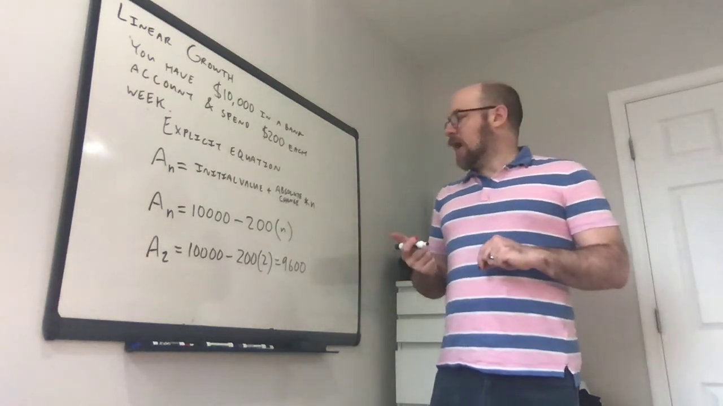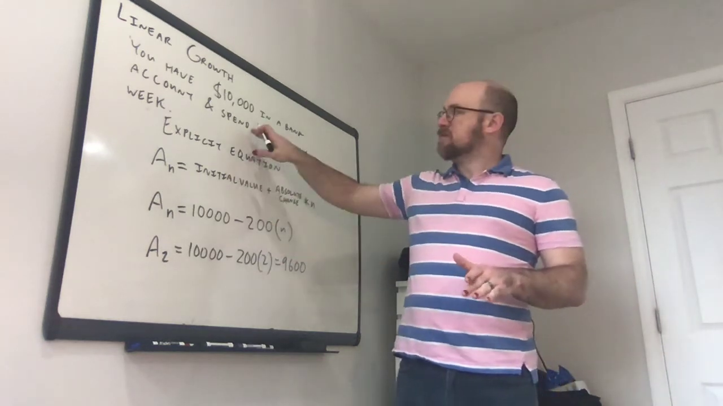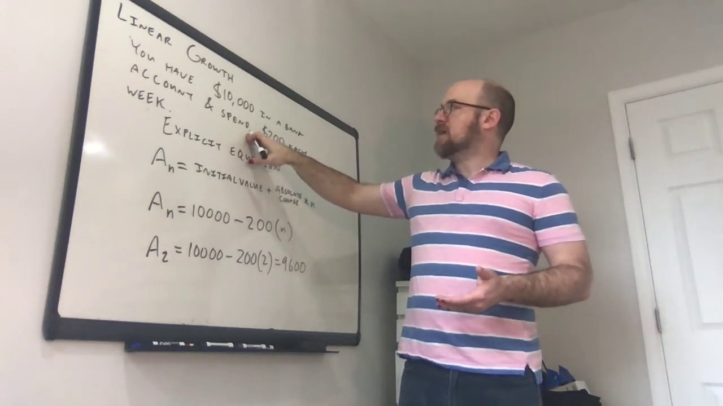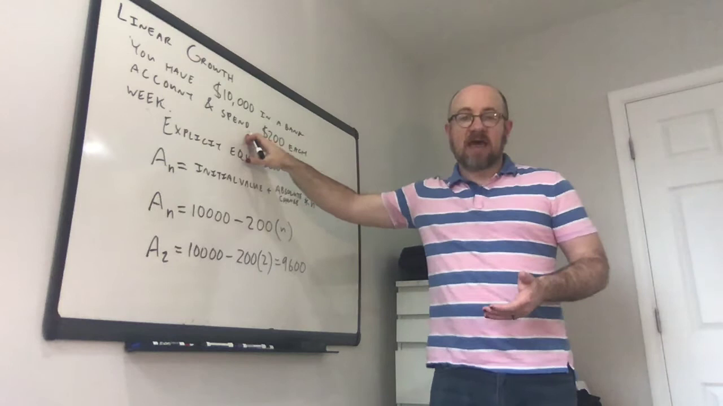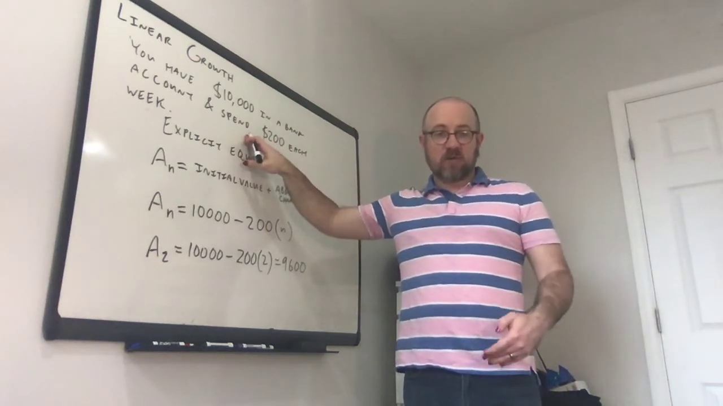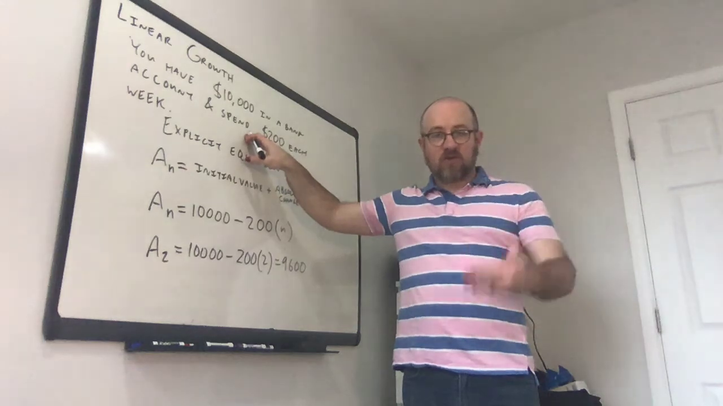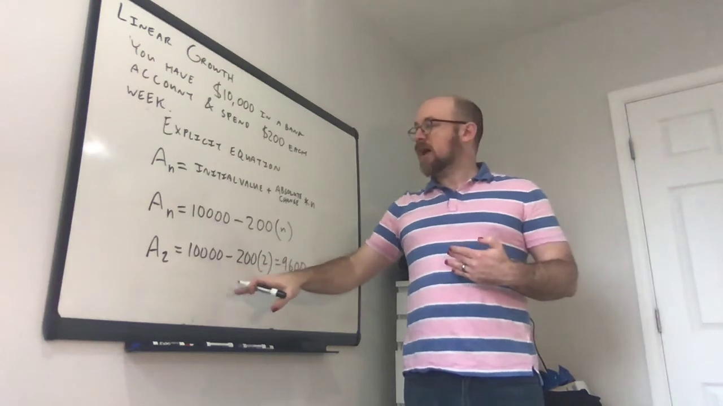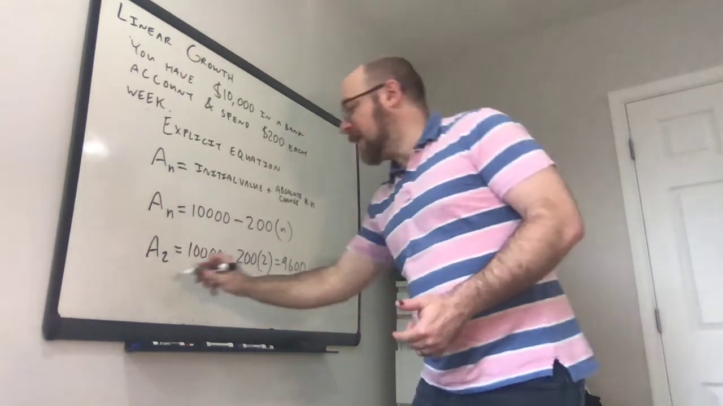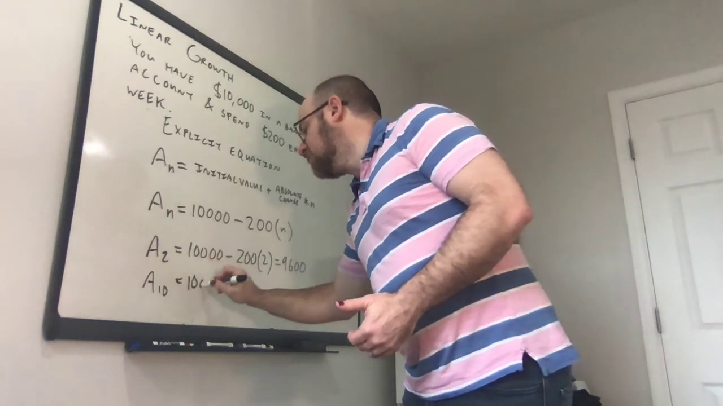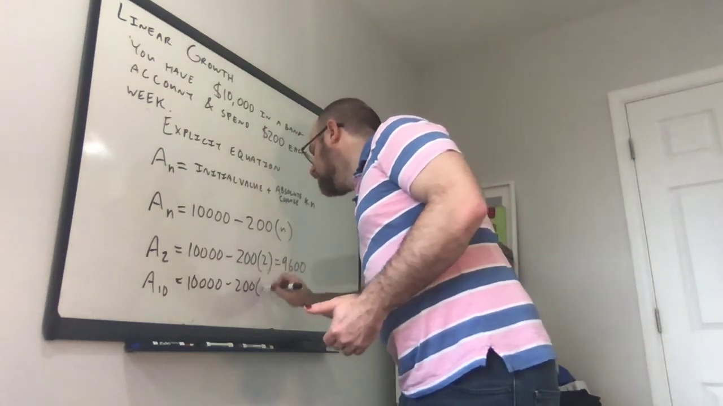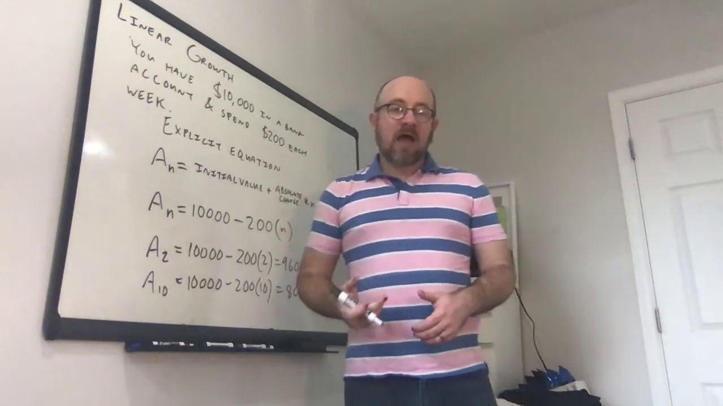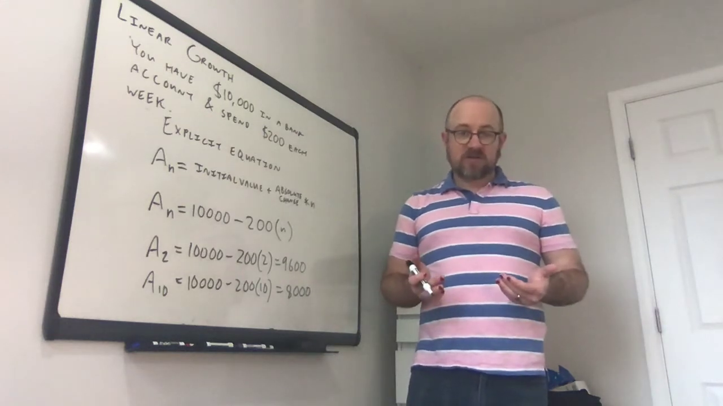Okay? So using either of these equations, you can solve a lot of problems, right? So if you wanted to know what the value of the account was going to be after 10 weeks, you could use the recursive equation. You could start at 10,000, subtract 200, subtract 200, subtract 200 10 times. Or you can use the explicit equation, and you could say after 10 weeks, I'll have a sub 10 equals 10,000 minus 200 times 10, which would give you $8,000 left in the account. Either one you can use to solve these equations, okay?